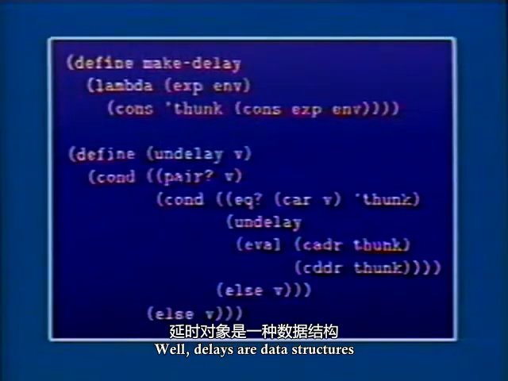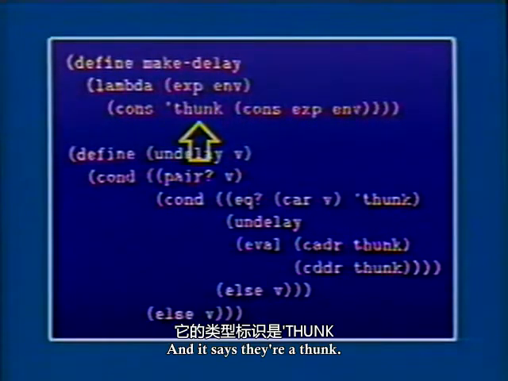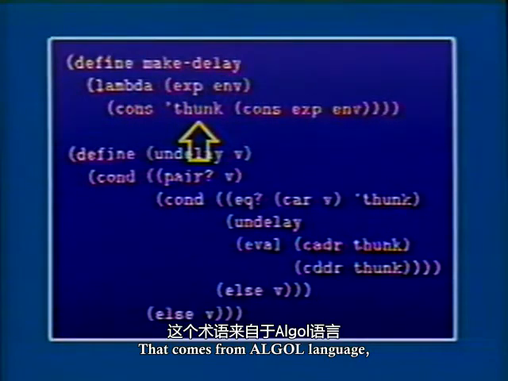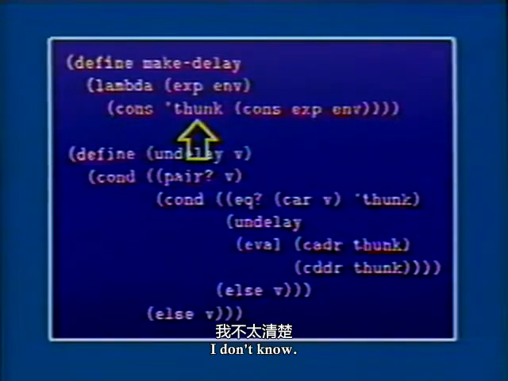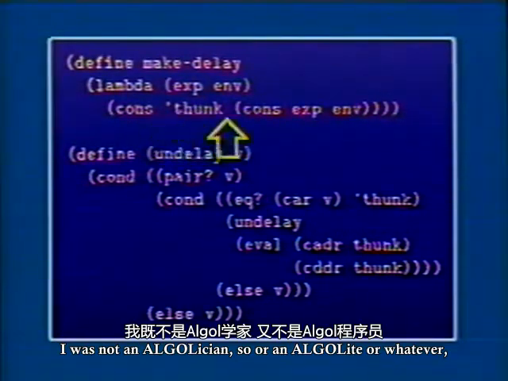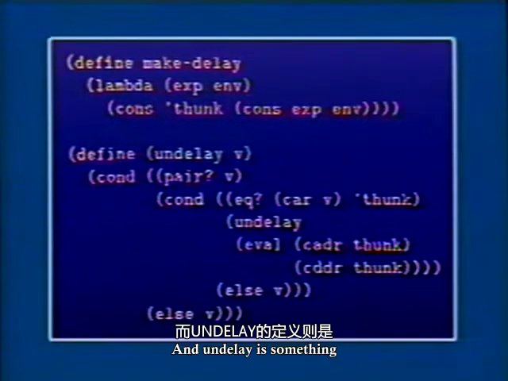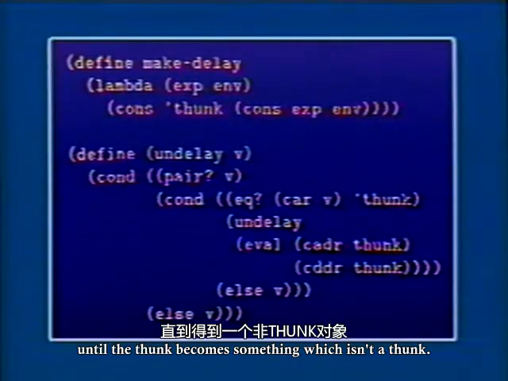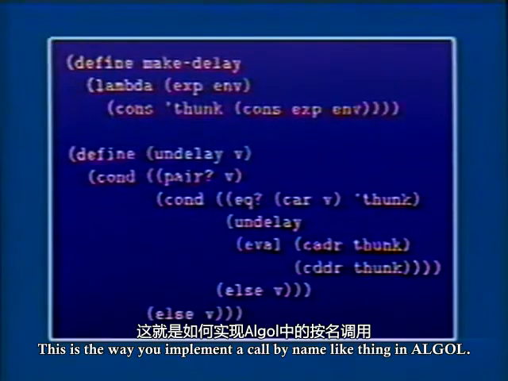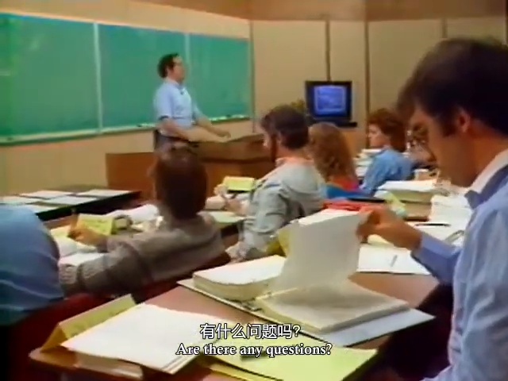Well, delays are data structures which contain an expression and an environment and a type on them that says they're a thunk. That comes from Algol language, and it's claimed to be the sound of something being pushed on a stack. I don't know. I was not an Algolician, or an Algolite or whatever, but that's what's claimed. And an undelay is something which will recursively undelay thunks until the thunk becomes something which isn't a thunk. This is the way you implement a call by name like thing in Algol. And that's about all there is. Are there any questions?